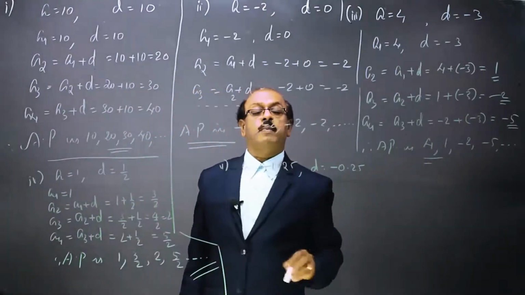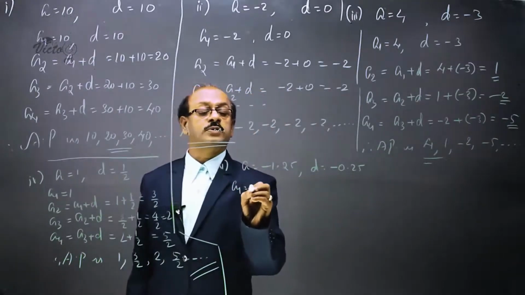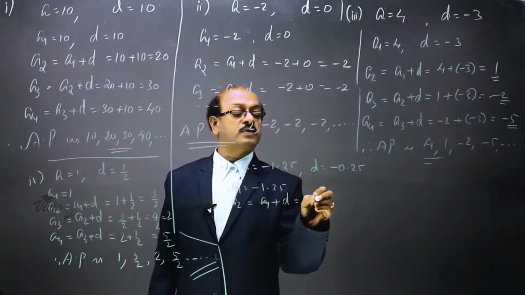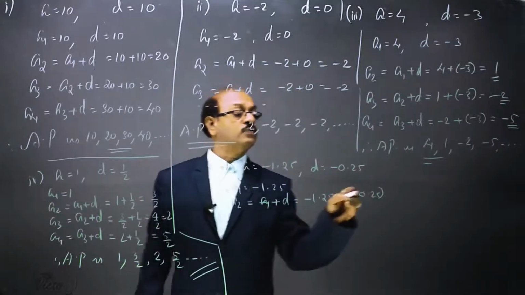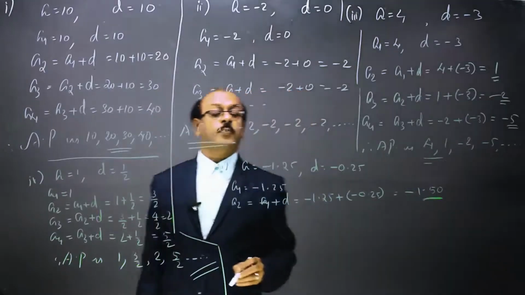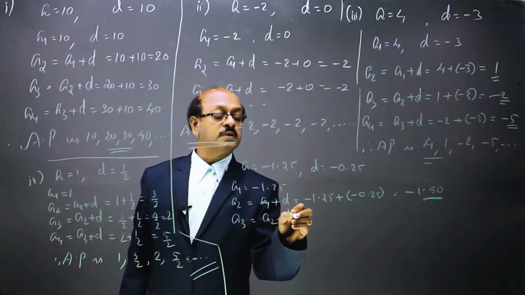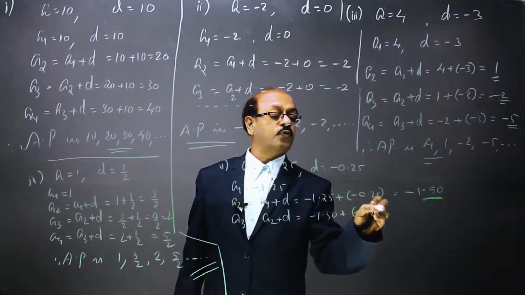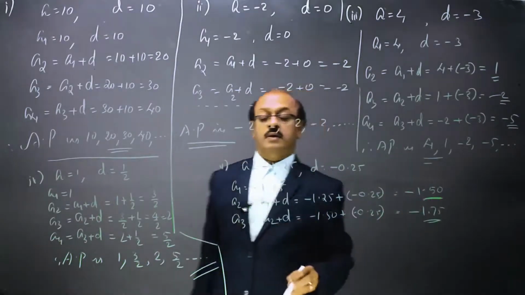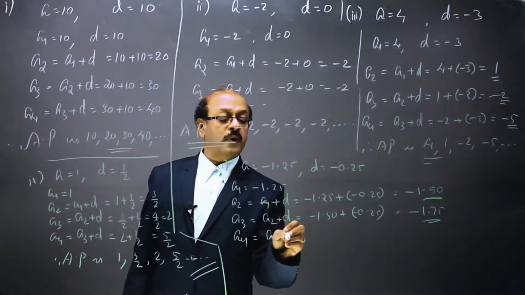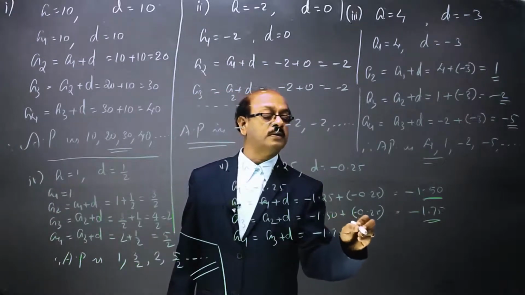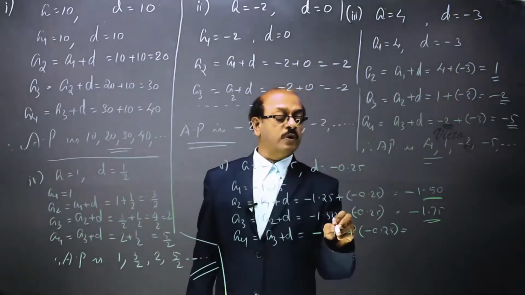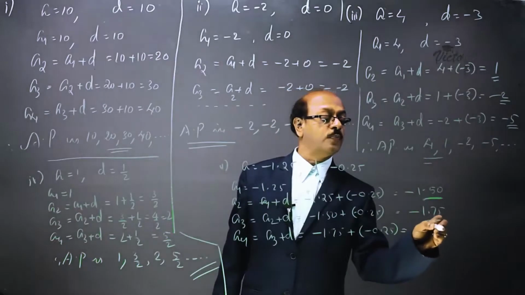Next question. If a is equal to minus 1.25, the first term a1 is equal to minus 1.25. Now a2 is equal to a1 plus d. a1 is equal to minus 1.25 plus minus 0.25. This will be equal to minus 1.50. Now a3 is equal to a2 plus d, second term plus common difference. The value of a2 is minus 1.50 plus minus 0.25, which is equal to minus 1.75. a4 is equal to a3 plus d, the value of a3 is minus 1.75 plus minus 0.25. We are adding the two terms and giving the negative sign because the two terms are negative. It is minus 1.75 plus 0.25, which is minus 2.0 itself.